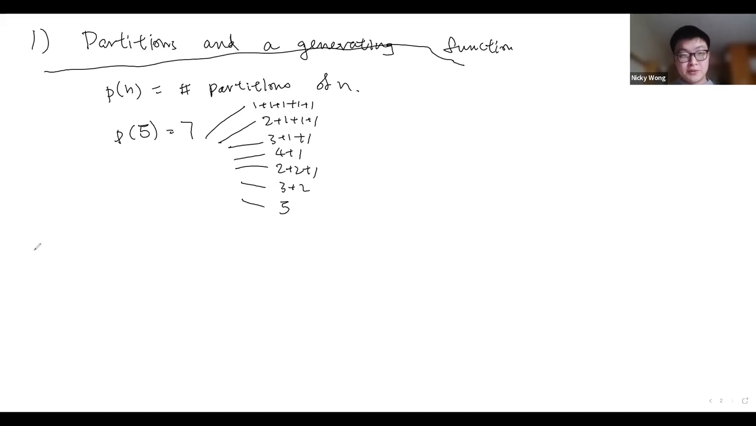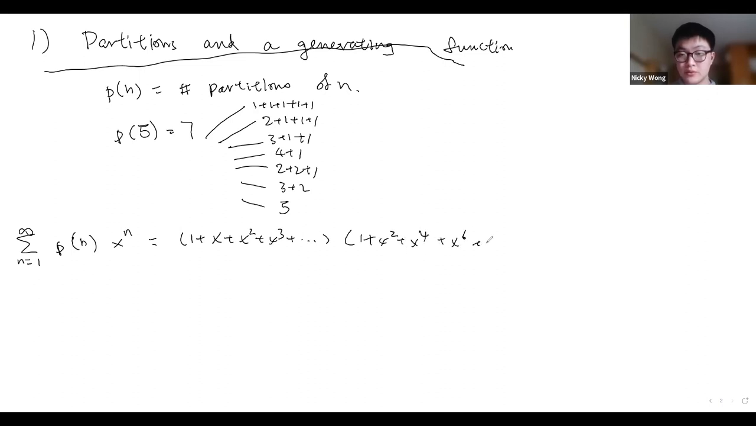So let's talk about the generating function. So one way to put this in a more compact form is to notice that we can actually write this as an infinite sum. So these increment by 1, these increment by 2, and these by 3, and so on. So this is an infinite product.